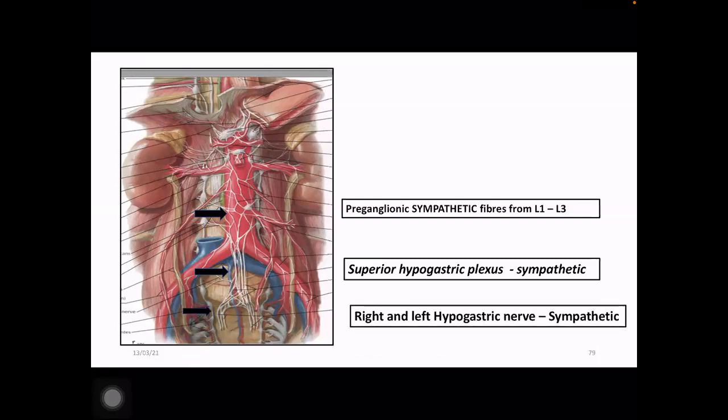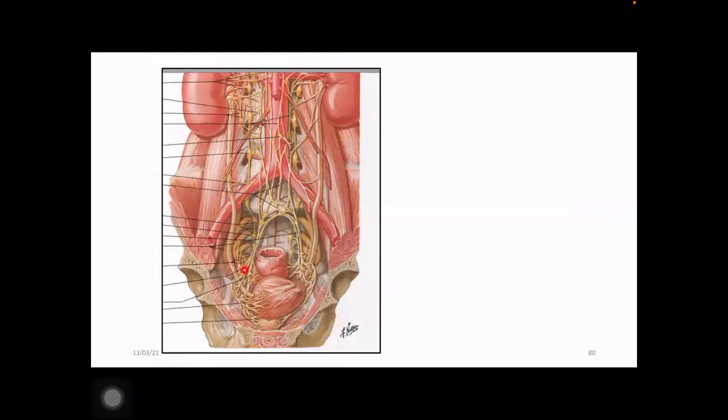So what happens to the right and left hypogastric nerves? This is the right hypogastric nerve, this is the left hypogastric nerve. They receive fibers from S2, S3, S4. Sorry, this is S2, this is S3, this is S4. What fibers do they receive? Parasympathetic fibers from S2, S3, S4, and they form the inferior hypogastric plexus, or the pelvic plexus. This is the inferior hypogastric plexus.